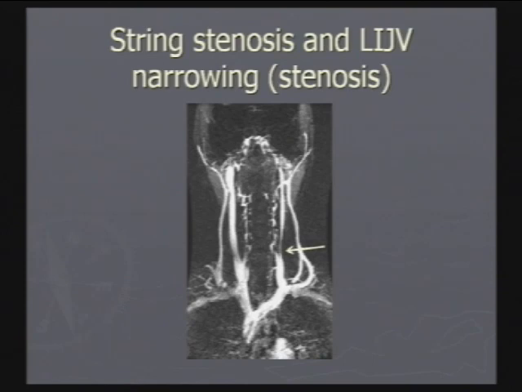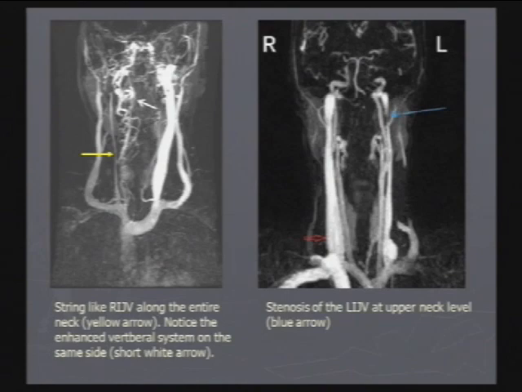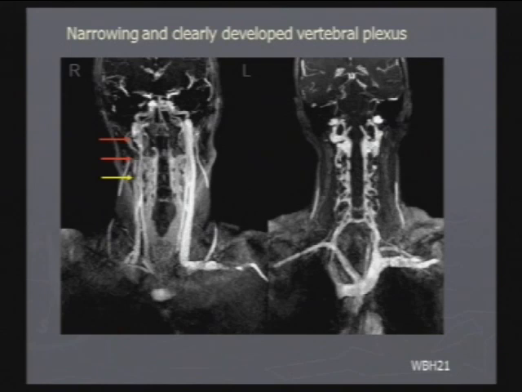But we see quite a variety of things. This is a long shoestring-like narrowing of the right internal jugular in this case. I'm going to show you a few examples to demonstrate some of the things that you might see when you go in to do the treatment. This is a more complicated case. Here you can see multiple stenosis, and it's very complicated up by the sigmoid sinus.